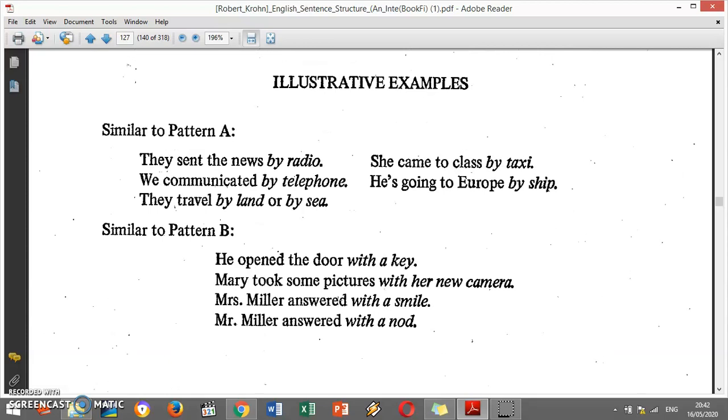Okay, so do you have any question about these adverbial expressions? If yes, please go back to the group and we will have further discussion on this.